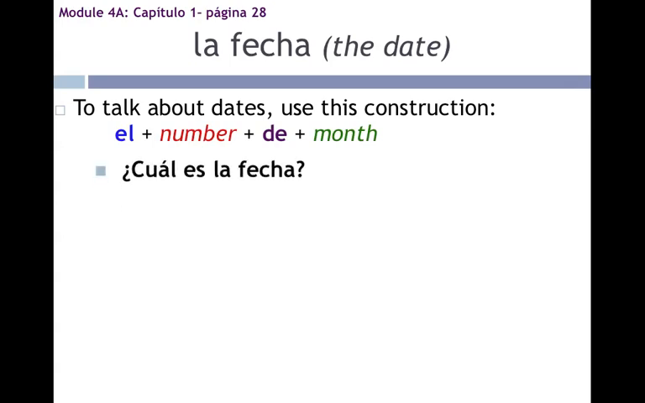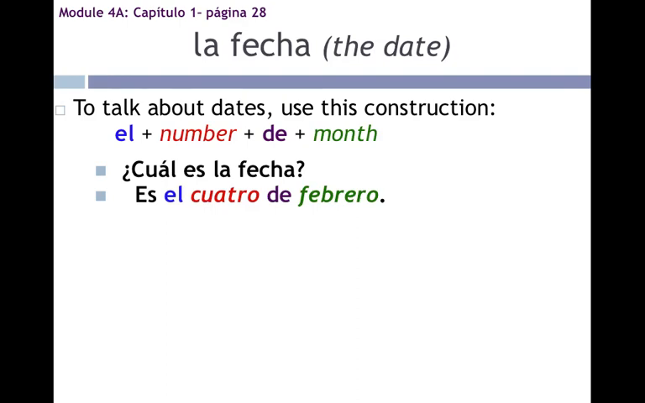If you heard the question, ¿cuál es la fecha? Which is the date? You would answer, es el 4 de febrero, for example. So repitan, por favor, ¿cuál es la fecha? Es el 4 de febrero. It's the 4th of February.